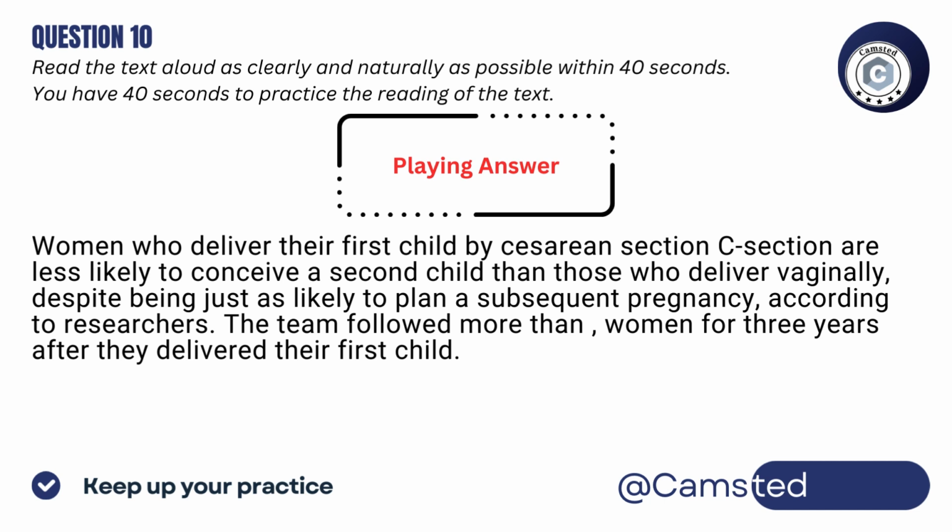Women who deliver their first child by cesarean section (C-section) are less likely to conceive a second child than those who deliver vaginally, despite being just as likely to plan a subsequent pregnancy, according to researchers. The team followed more than women for 3 years after they delivered their first child.